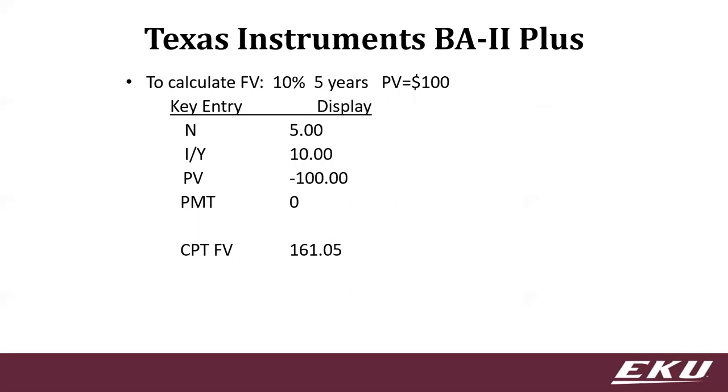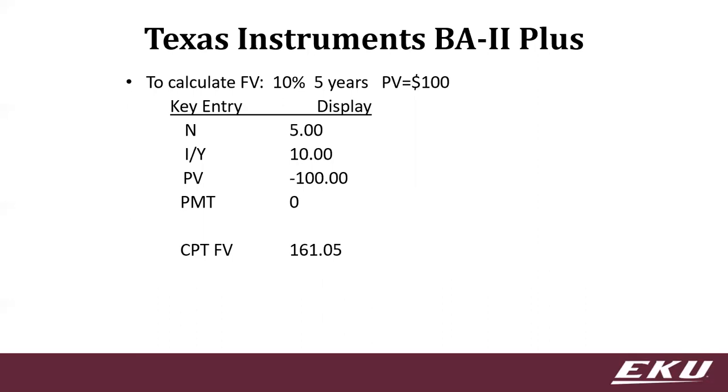If you put this on the BA2 Plus, you would say N for the number of periods is 5. Your interest rate is 10%. You put it in as 10 because they assume you mean percent. So don't put 0.10 for 10%. The present value, negative 100. Again, remember, if I'm paying, it's negative. If I'm going to receive, it's positive. There's no payment.